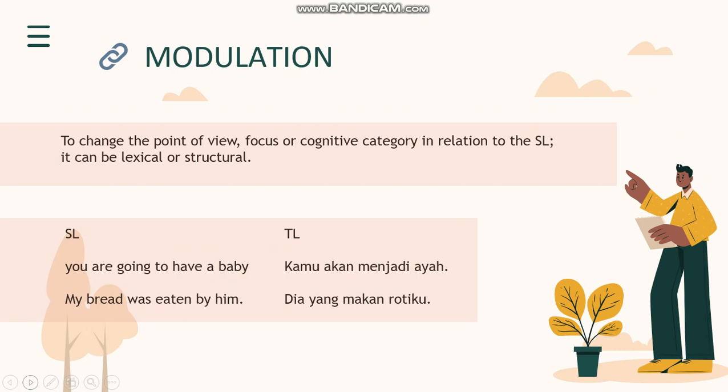The next is modulation. Modulation is to change the point of view, focus, or cognitive category in relation to the search language. It can be lexical or structural. So, modulation is a shift in cognitive categories, and here, the translator changes the point of view and focus or cognitive category related to the search language.